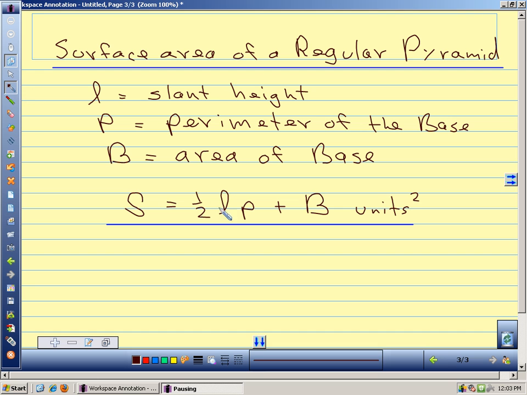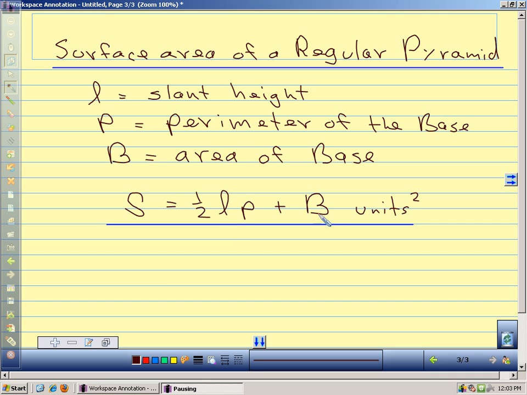Anybody have a guess as to why we have this 1/2 in our surface area formula? Because when you find the area of triangles, you have to divide. Right. So Haley says when we find the area of a triangle, we have to divide it by 2. All of our lateral faces are triangles. So we're adding up the areas of all those triangles. That's where this 1/2 comes in, because our lateral faces are triangles.